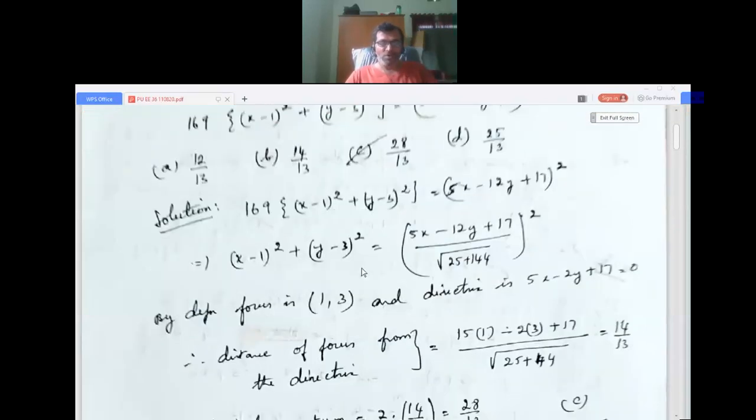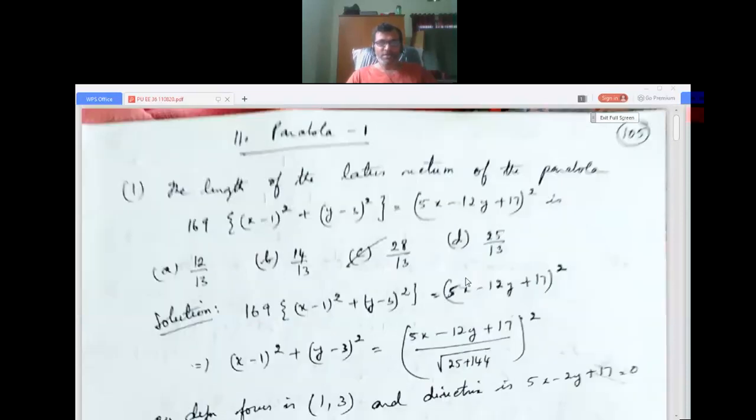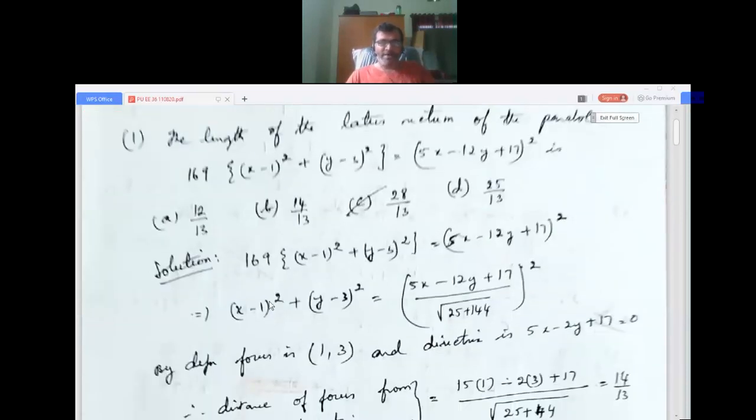So I get here 169 into (x minus 1) squared plus (y minus 3) squared equal to (5x minus 12y plus 17) squared. I can write this in the next step as (x minus 1) squared plus (y minus 3) squared is equal to (5x minus 12y plus 17) by root 169, all squared. And 169 can be written as 25 plus 144.